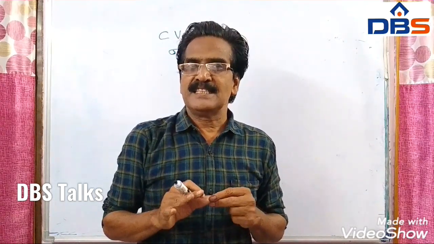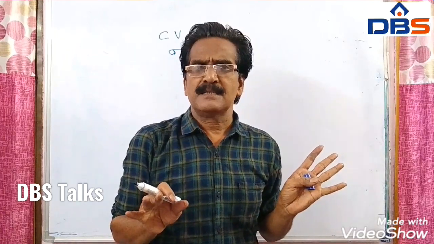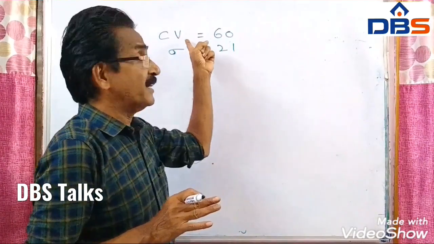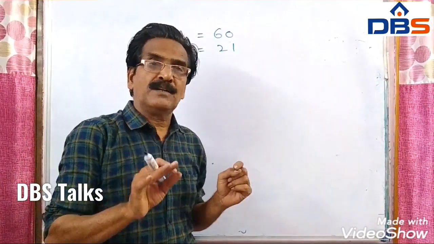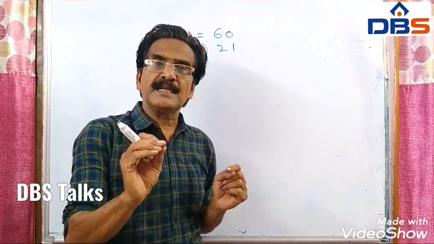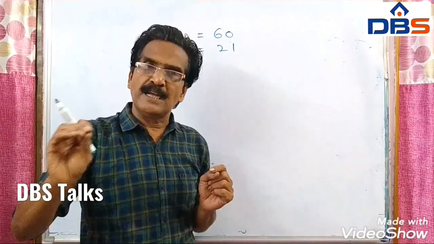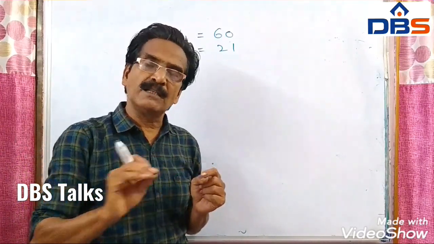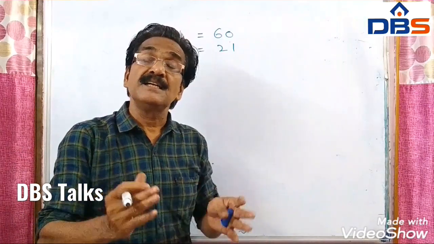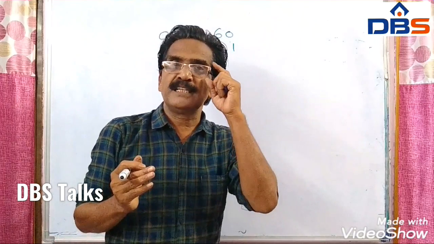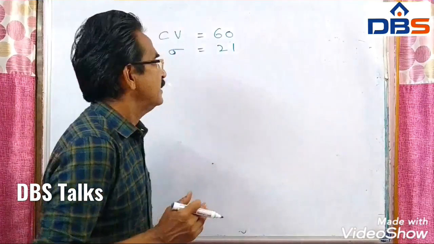Okay, friends. See, it's a very simple problem. First, coefficient of variation is given. Standard deviation is given. Now what's the problem? 15 is added to all the values. Then what is the coefficient of variation for the new data?